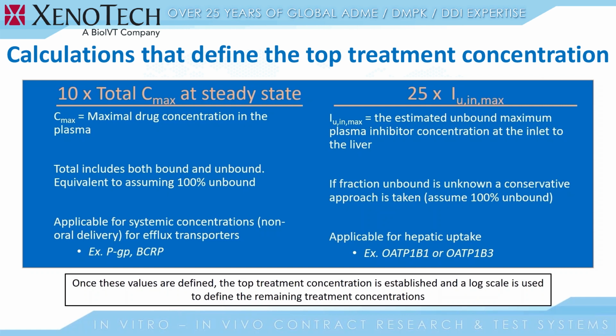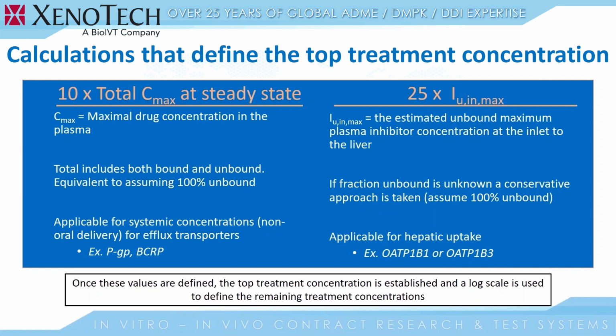And then the last really key calculation that we make is 25 times IUN max, which is the estimated unbound maximum plasma inhibitor concentration at the inlet to the liver. If the fraction unbound is unknown, again a conservative approach is taken, so we assume 100% unbound. This is really important for hepatic uptake, for example OATP1B1 or OATP1B3.